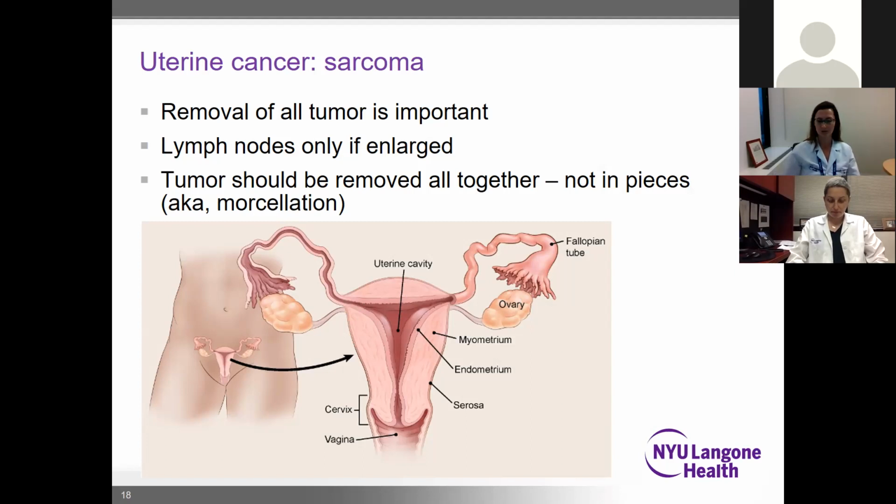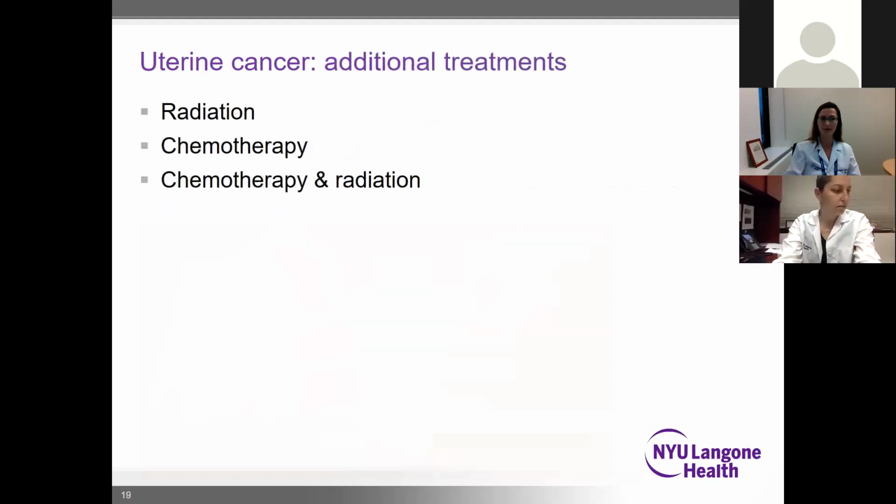And the goal of the surgery really is to remove the uterus and anything that seems abnormal. And if a sarcoma is suspected, then the uterus or tumor should not be cut up in pieces or morcellated unless contained. And that's important for this type of cancer.